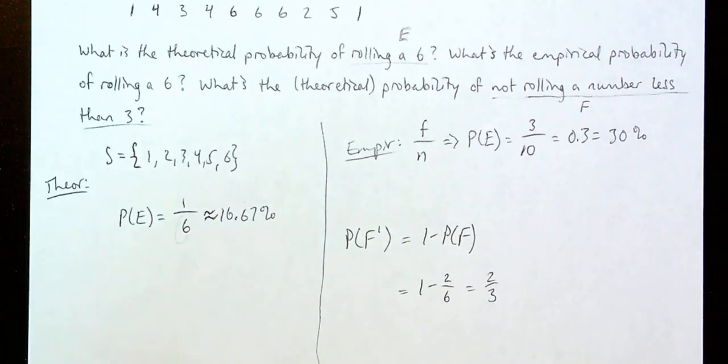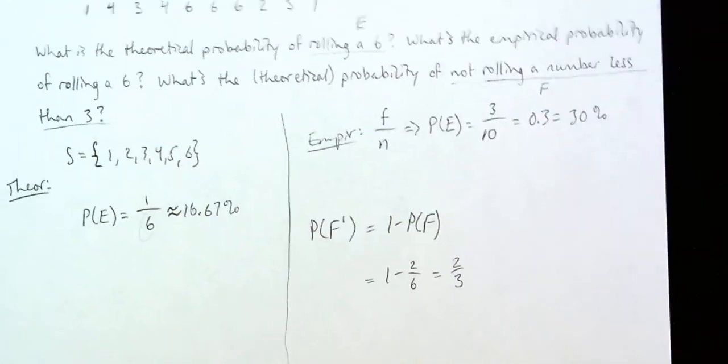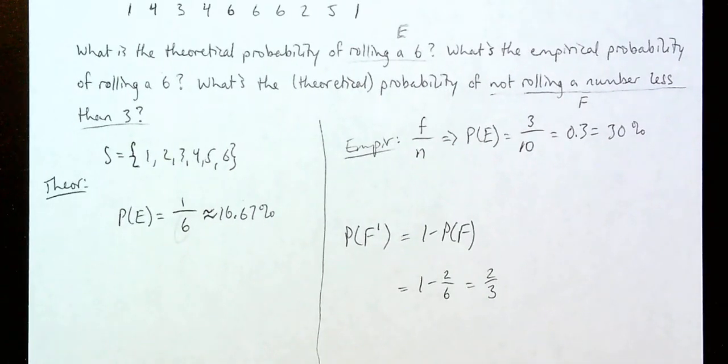So this is the theoretical probability of not rolling a number less than 3. Now, we could have worded this other ways. We could have said, what's the probability of rolling a number greater than or equal to 3? And then you could have come up with the same answer. So nothing really super crazy there.